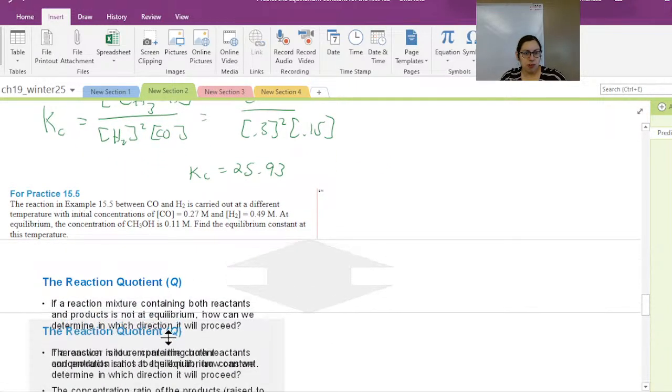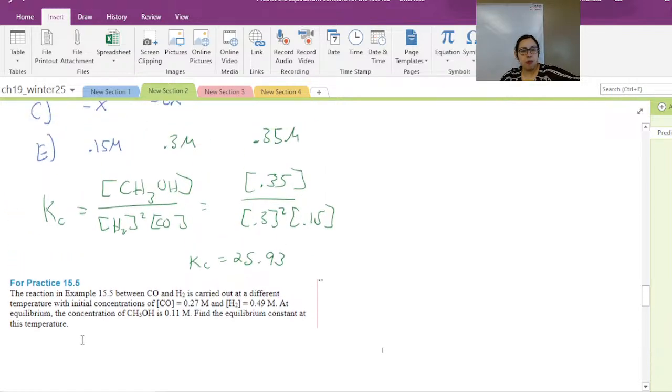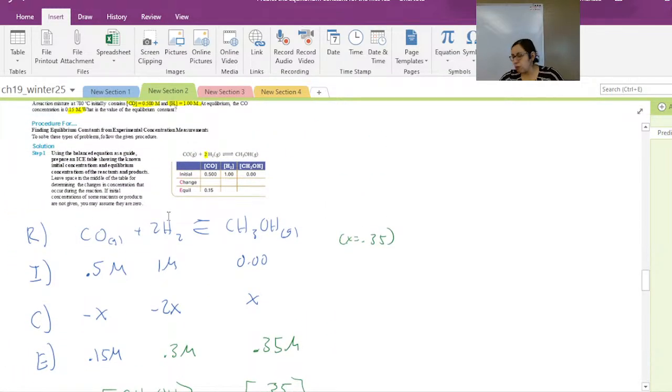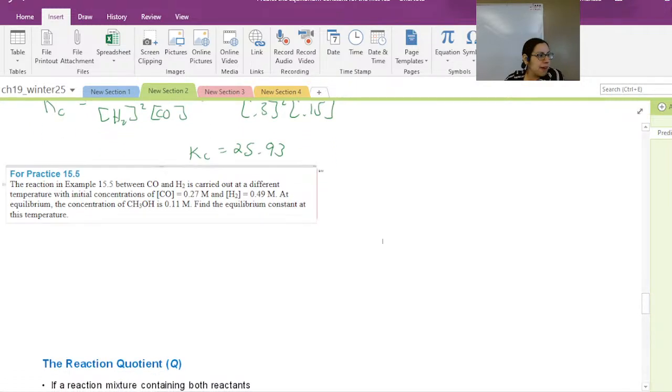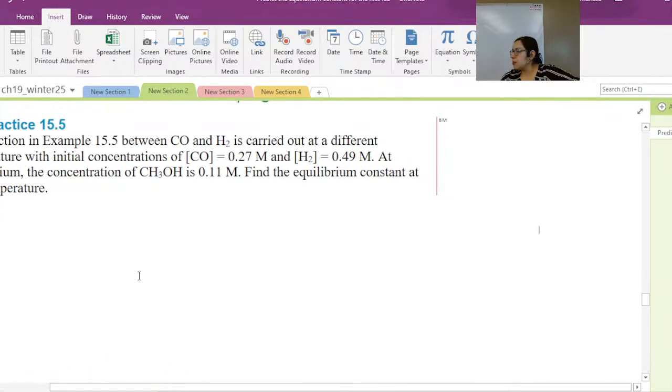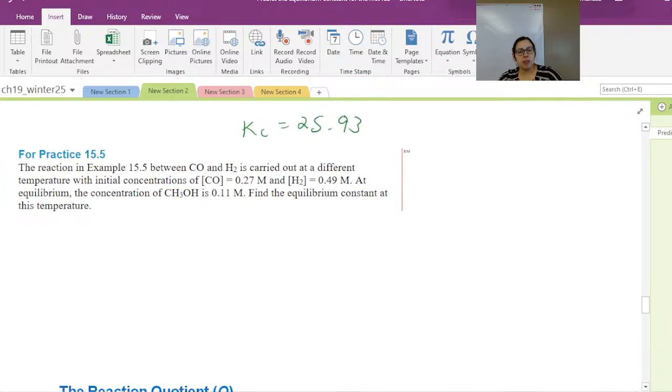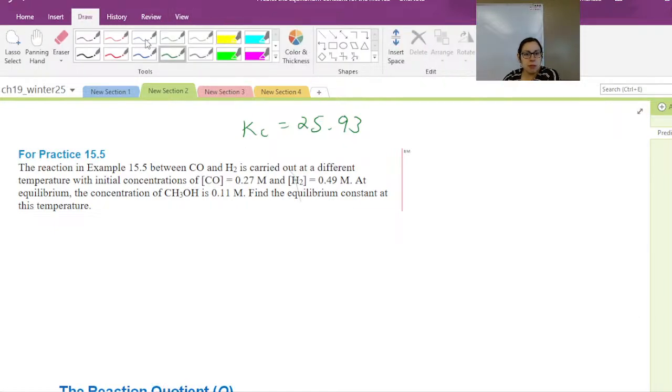So then let's check in how we're doing. Again, I would just rewrite this reaction. That's all they said. We're doing the same reaction here again, just different temperature, different initial conditions. And again, it's because of the different temperature that we have to recalculate this equilibrium constant.